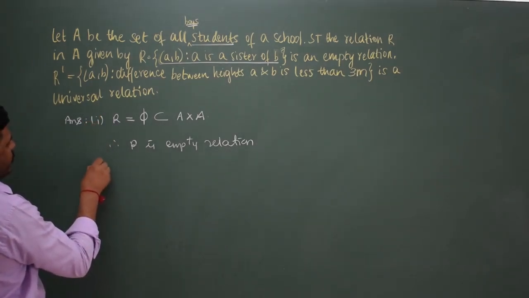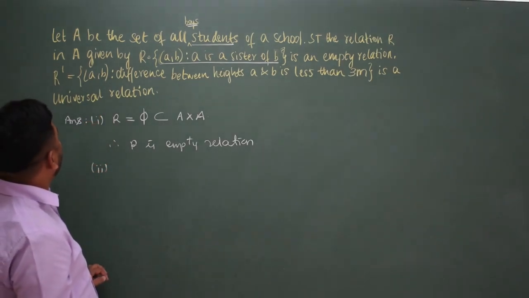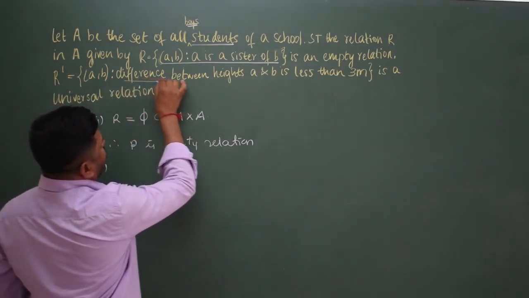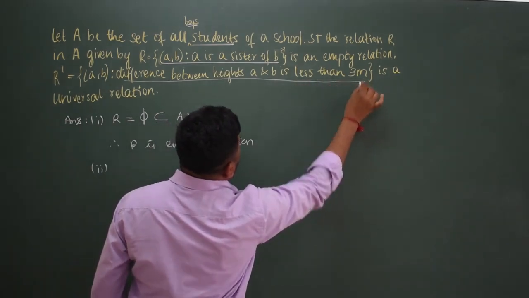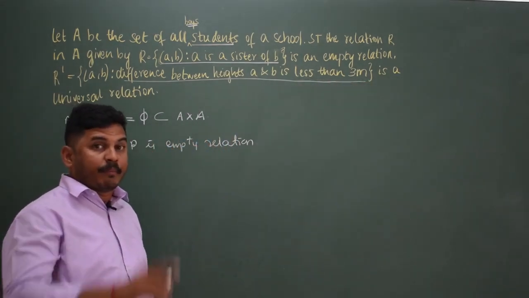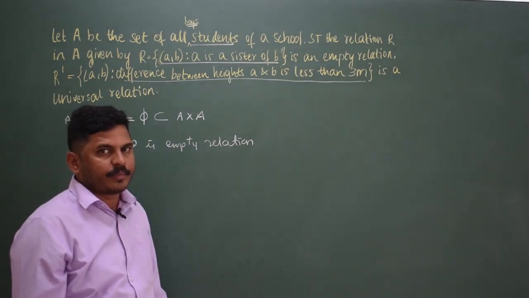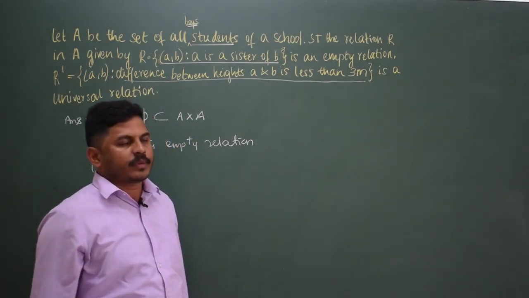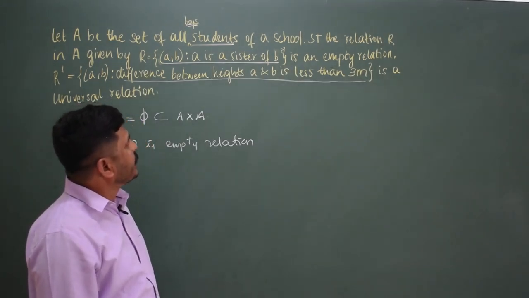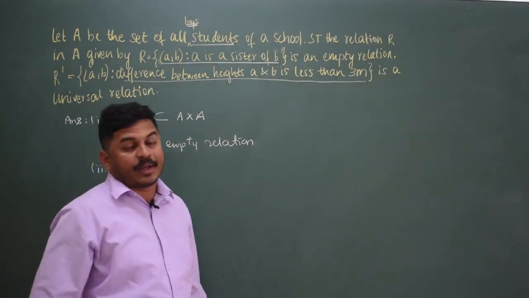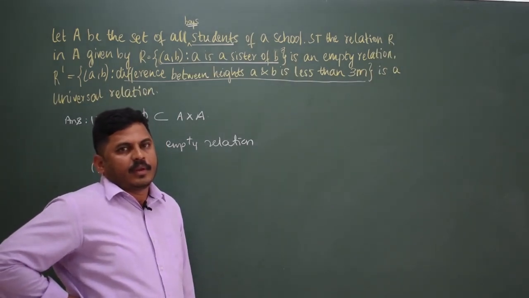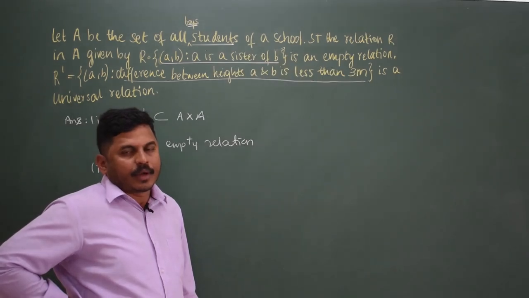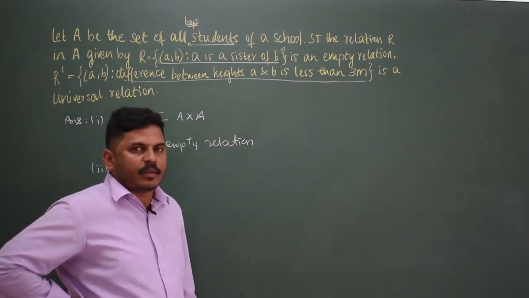What is the second one? Let R dash is equal to (A, B) such that the difference between their heights A and B is less than 3 meter, not 3 centimeter. The difference between the heights of two people is less than 3 meter. Is it possible for the difference in height between two people to be greater than 3 meter?